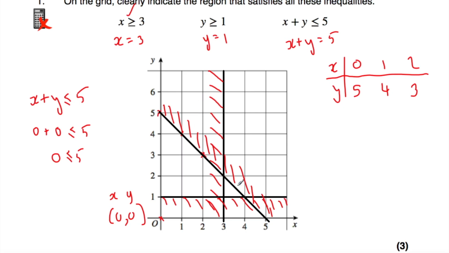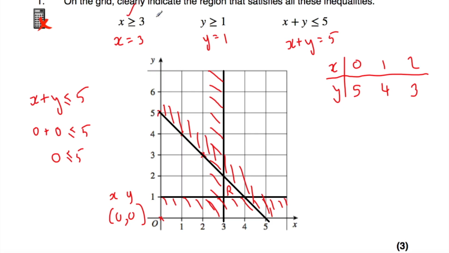So if we have a look here, if we go back to that original, x is bigger than or equal to 3. We're accepting everything to the right here. For the inequality, y is bigger than or equal to 1, we're accepting everything above that line, so we then had that region there. And then we've got x plus y is less than or equal to 5. So then we're left with this region here. So this is the region, and I'm going to indicate it with a little r.